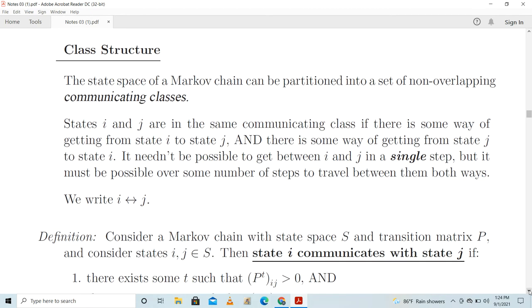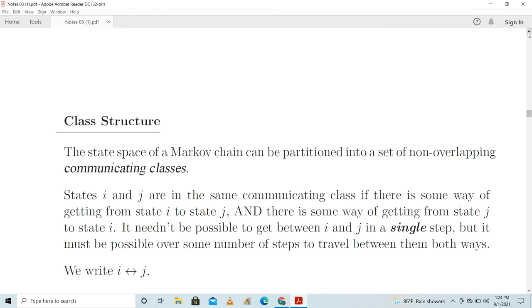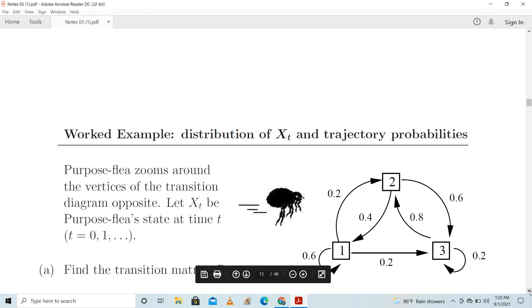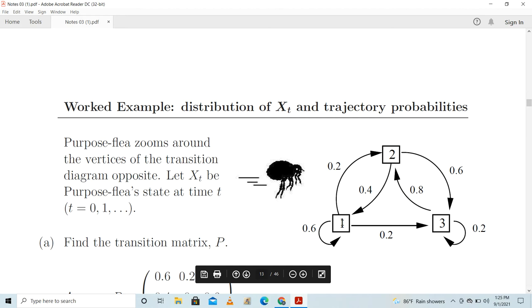The next thing that we are going to discuss is class structures. Now when you look at a transition diagram, sometimes, with the example that we just discussed, you can see there are some states. Let me show you the previous example. If you look at the same transition diagram here, take state 1. From state 1, if I use this path, I can directly go to state 2. And also from state 2, I can come back to state 1.